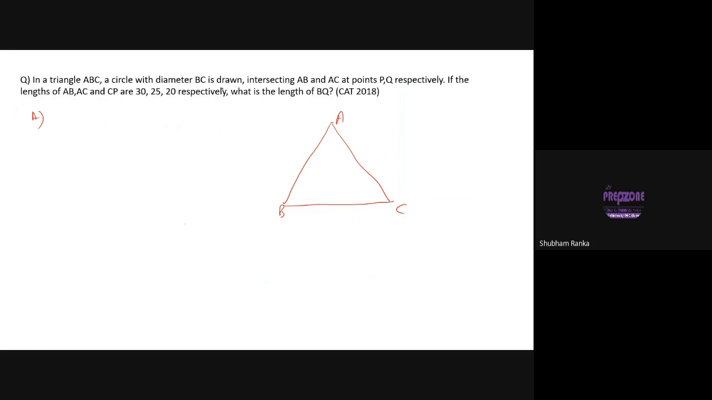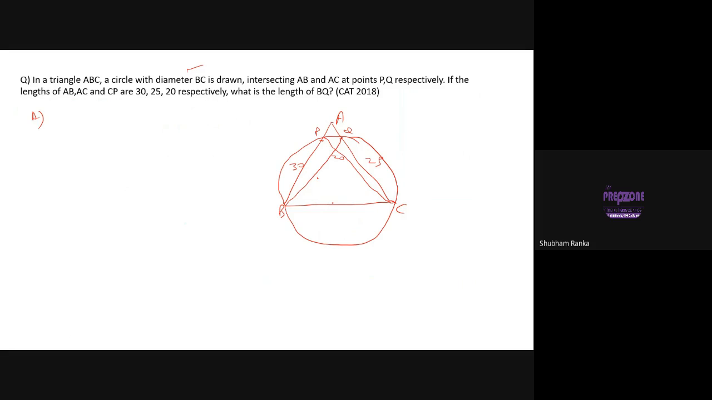Okay, let's draw a circle with diameter BC intersecting AB and AC at points P and Q. So it will intersect AB somewhere and AC somewhere. So this will be the circle. And this is BC, the diameter. This is important. Right. So the length of AB is given as 30. AC is given as 25. CP is given as 20. Let's label P and Q. What is the length of BQ? So we are asked for BQ, this one.